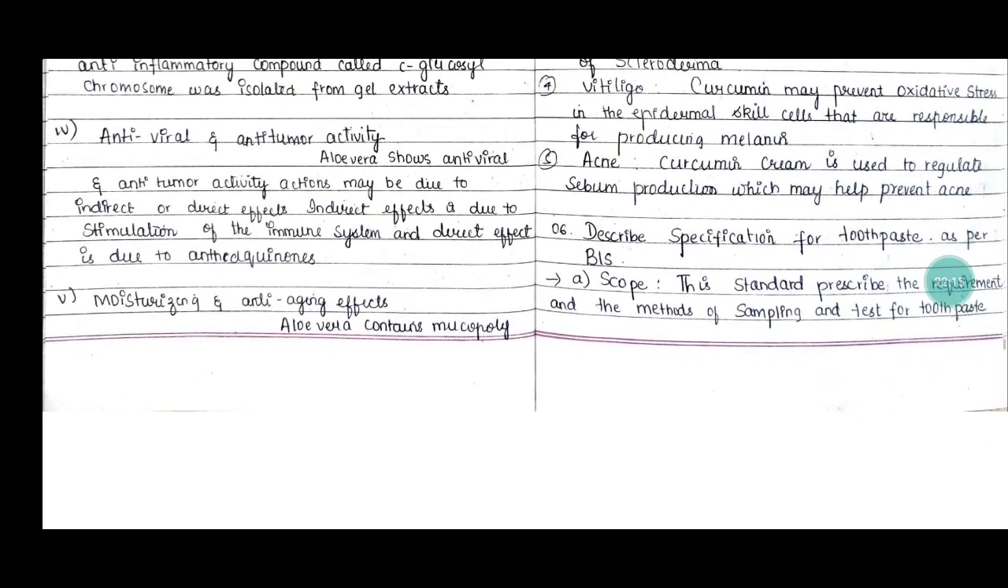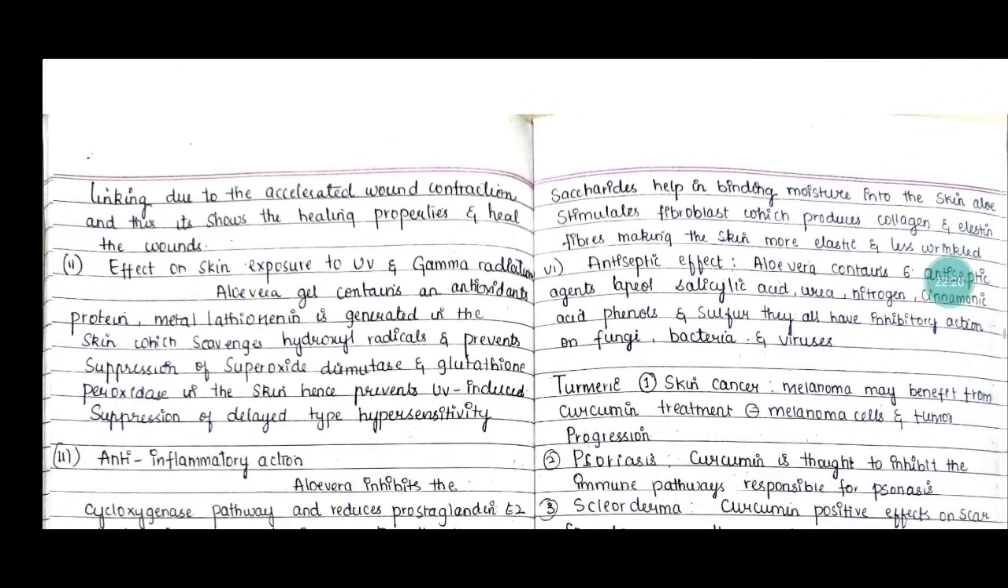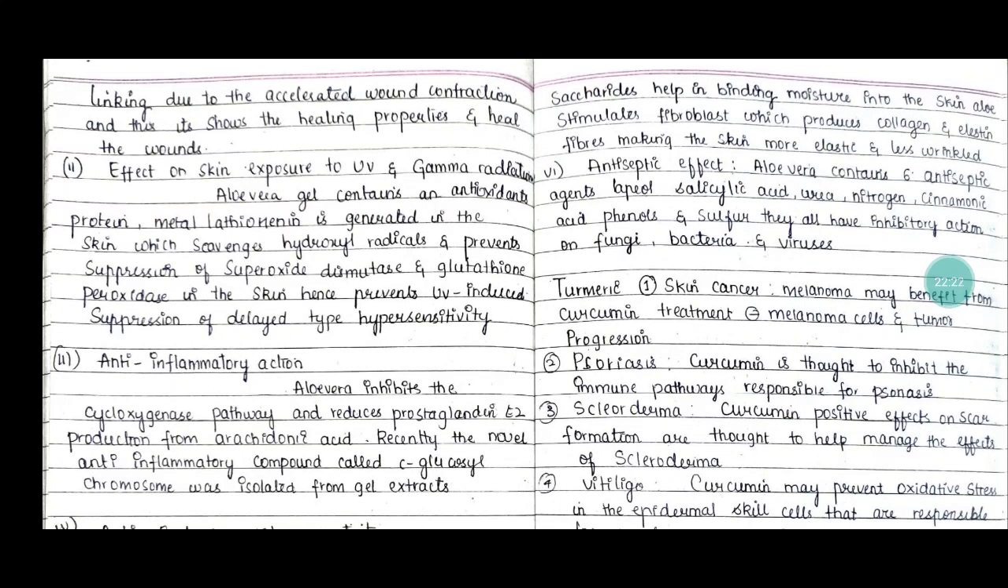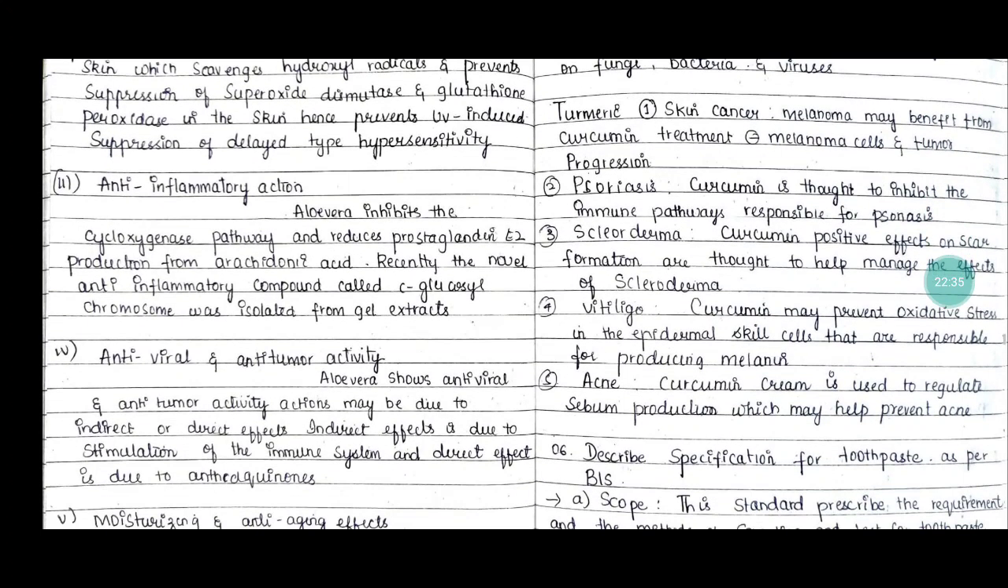Number 5 is the moisturizing and anti-aging effect, and number 6 is the antiseptic effect, where turmeric in skin care, and curcumin may be beneficial for treatment of melanoma cells and tumor progression, etc. are given.